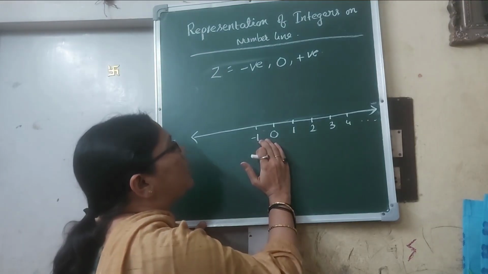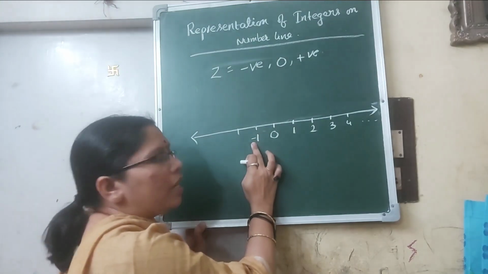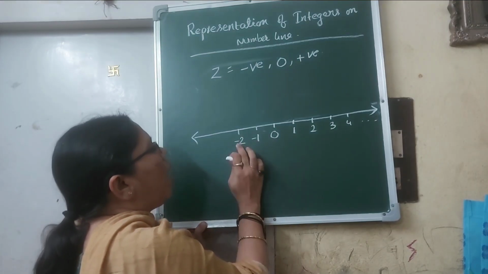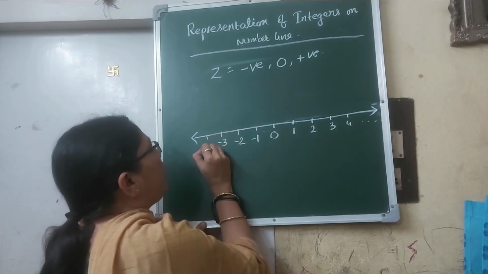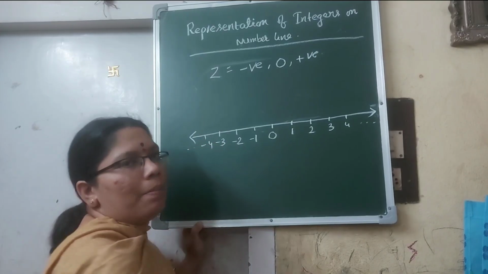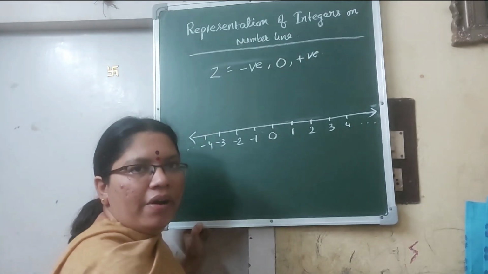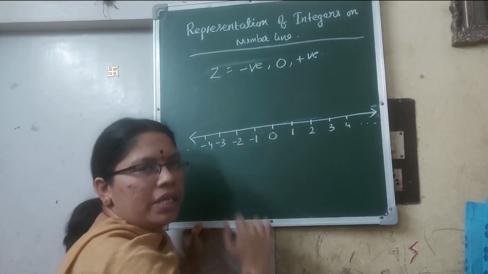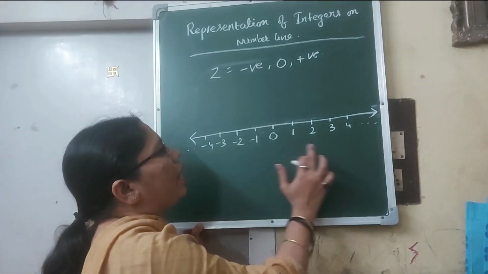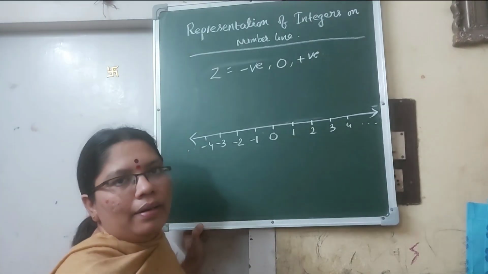So at unit distance, we keep -1, and at unit distance from -1, we keep -2, and at unit distance from -2, we keep -3. Likewise, we keep all the negative numbers. So -1 is exactly opposite of 1 and is equidistant. These two are at equal distance from 0. This is the way how we represent integers on the number line.